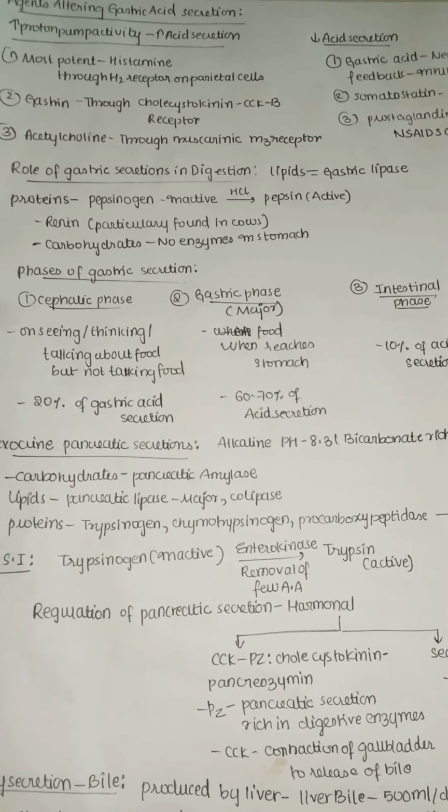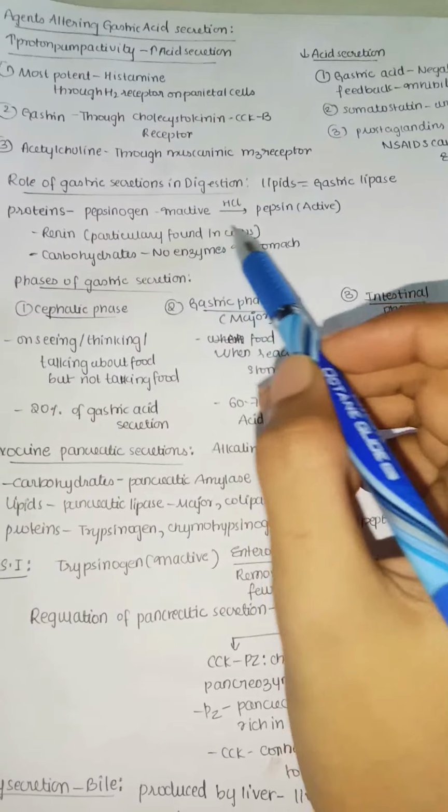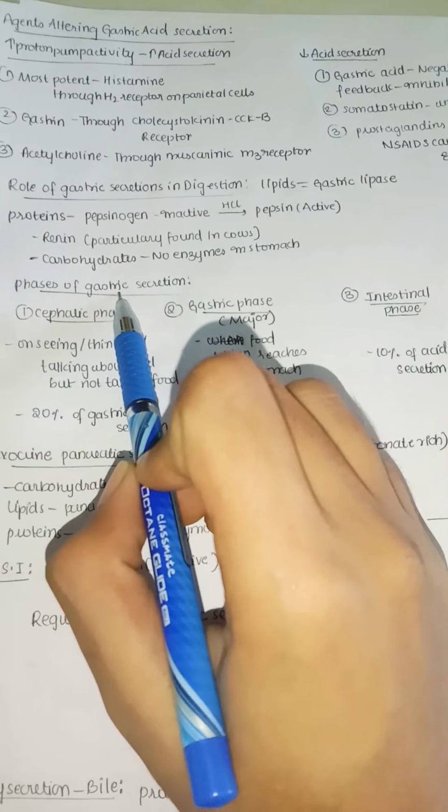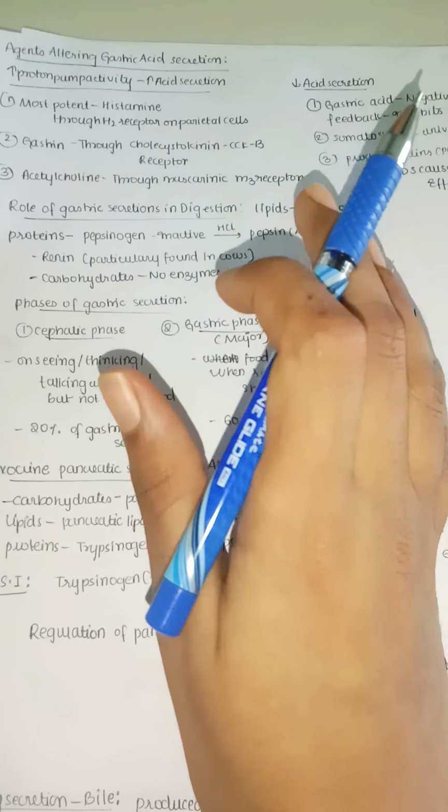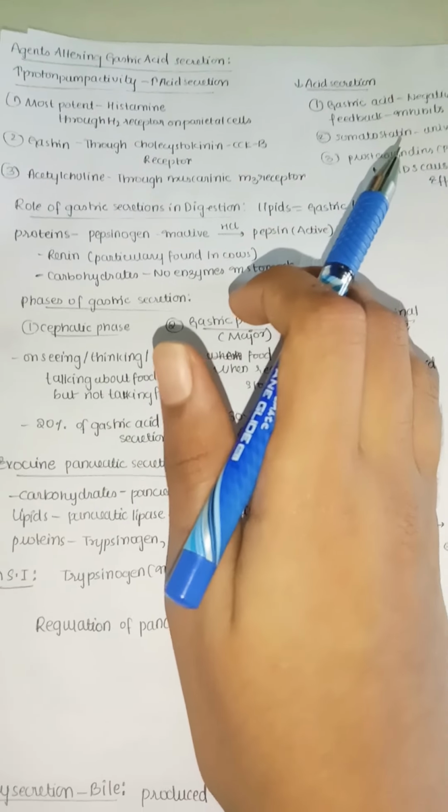So this pepsin digests the proteins. And we also have renin, which is particularly found in cows, you can remember it. And for carbohydrates, there are no enzymes in the stomach. So exceptions are important. In the mouth there is no digestion for proteins.